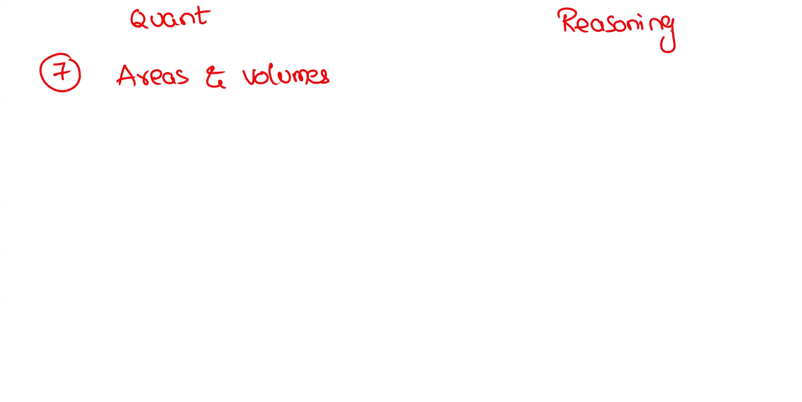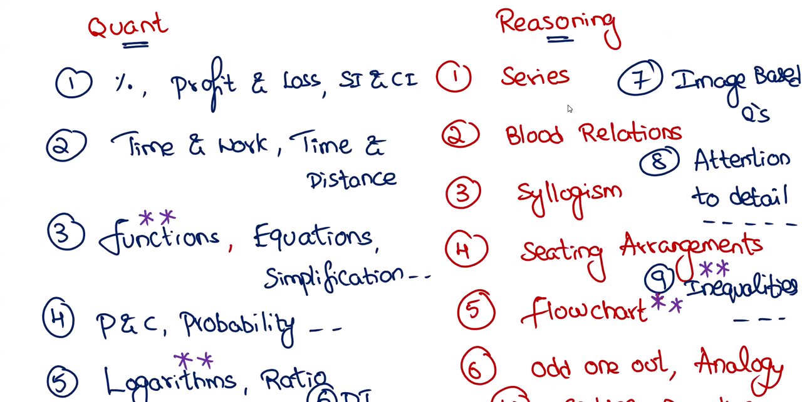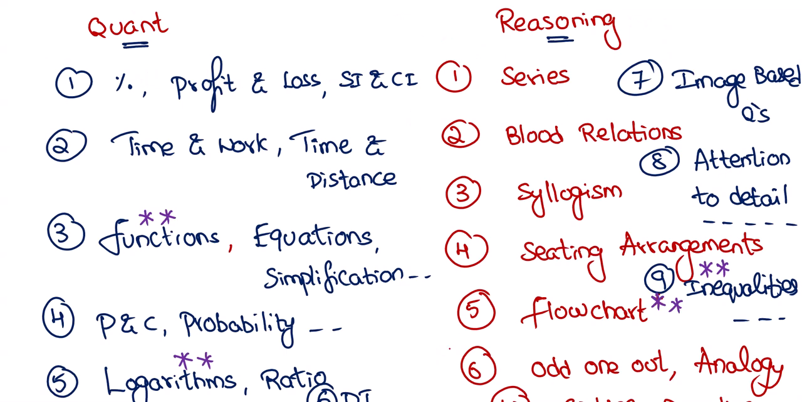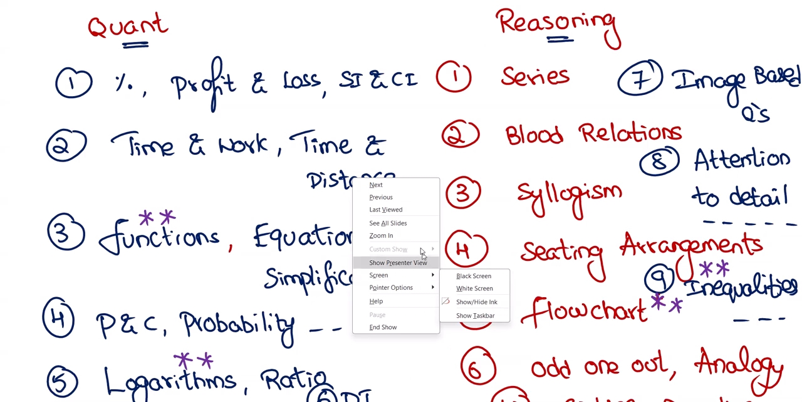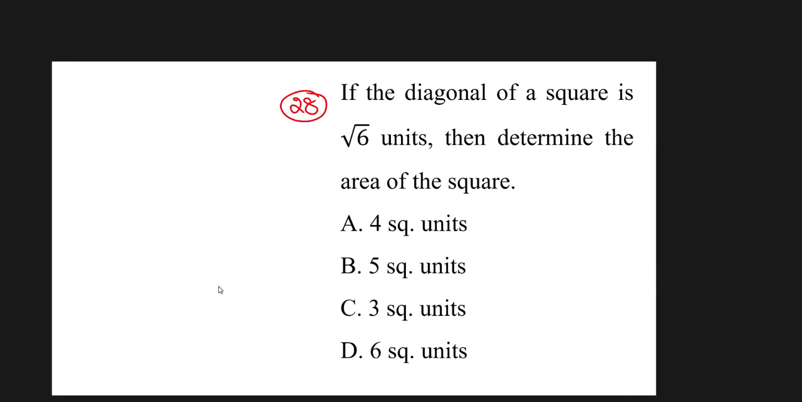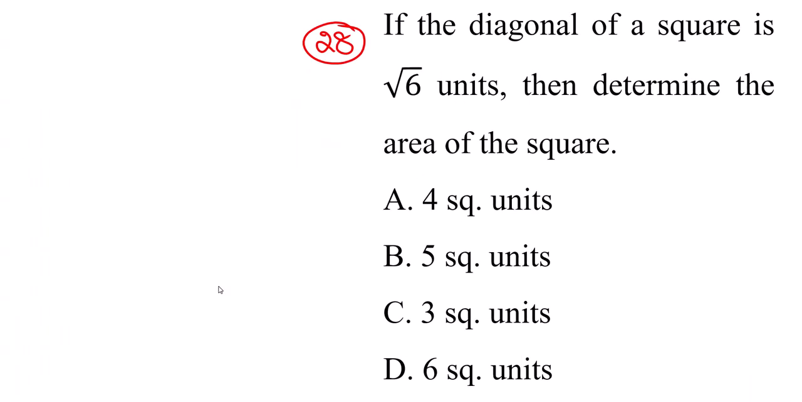For reasoning, we've given the list up to 10 topics. We'll see if there is any 11th topic. Image-based questions I already mentioned, right? Yes, we will give samples of those things, no issues. Blood relations we mentioned, how they ask the question, we'll see in the next one.